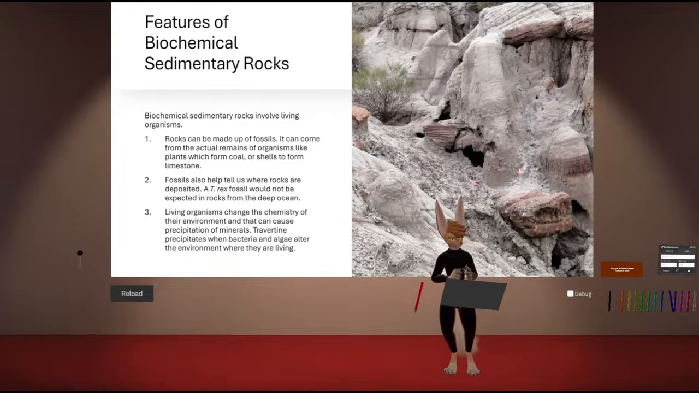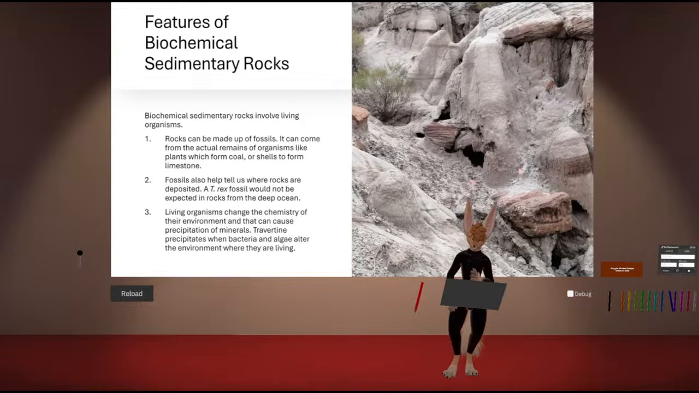Now, features of biochemical sedimentary rock. Biochemical sedimentary rocks involve living organisms. Rocks can be made up of fossils, and they can come from actual remains of organisms, like plants, which form coal, or shells, which form limestone. Fossils also help tell us where rocks were deposited. A T-Rex fossil would not be expected in rocks from a deep ocean environment.